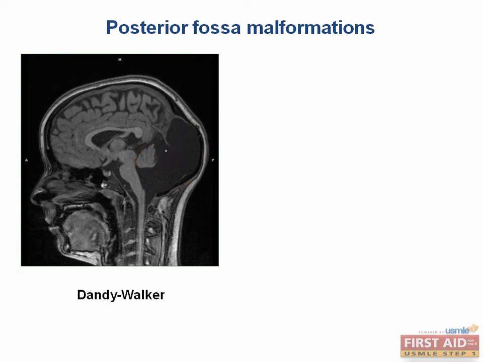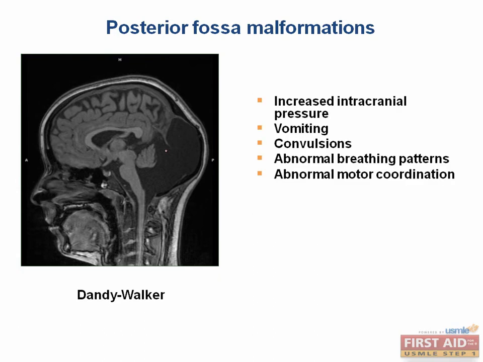The symptoms that are seen are wide and varied, but can include things like increased intracranial pressure, vomiting, convulsions, abnormal breathing patterns, as well as abnormal motor coordination. It is helpful to think about where problems might exist due to an abnormal cerebellum and enlarged fourth ventricle. That would put pressure against the pons and medulla and what those areas control.